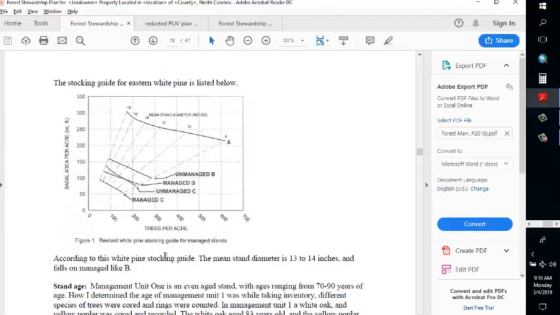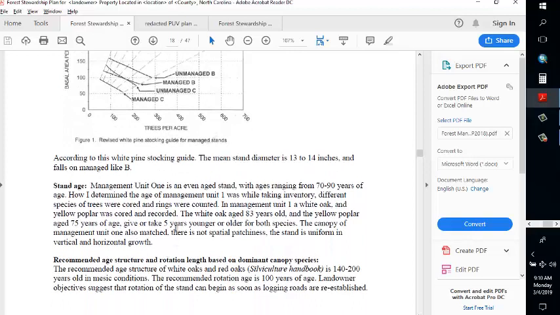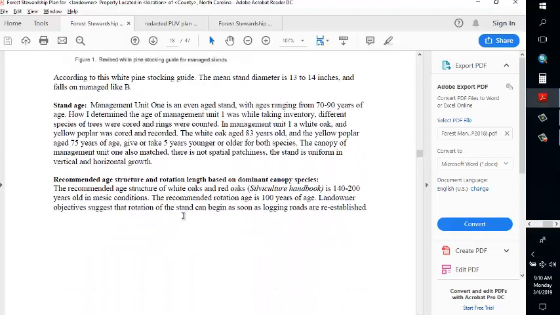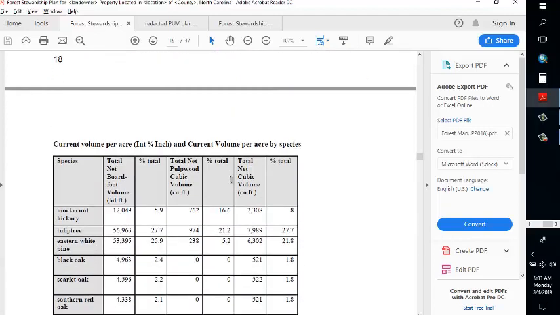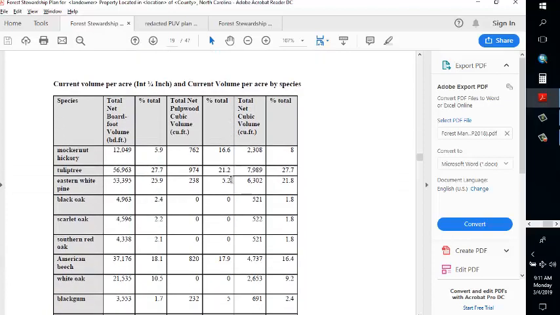Okay, again, he does it for the white pine as well. But if anything, this person erred, he didn't err at all really. But if there was any kind of error, it was in just how much time he put into this thing. He did an amazing amount of work, right? Recommended age and structure. Okay, just all kinds of good stuff in there.